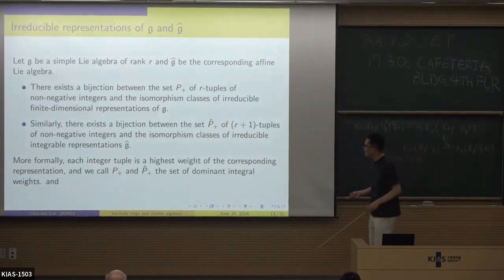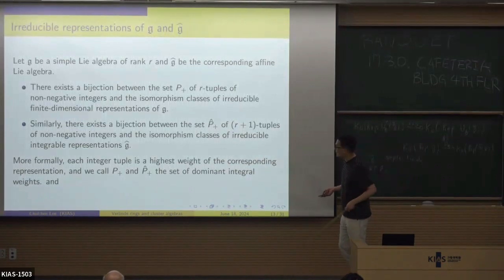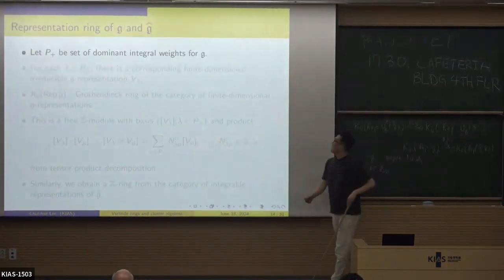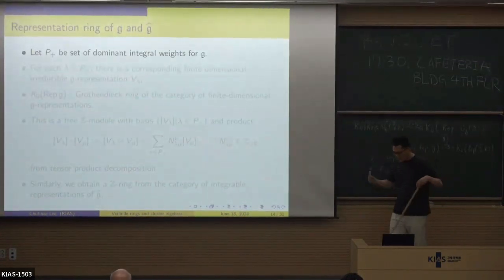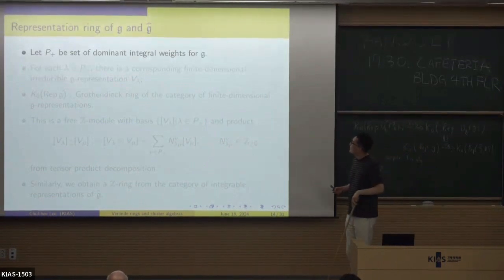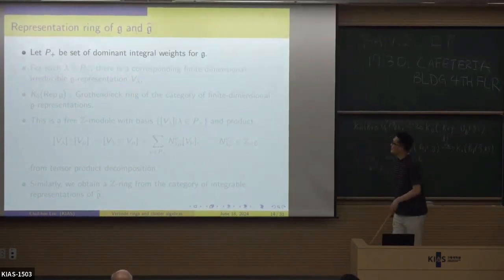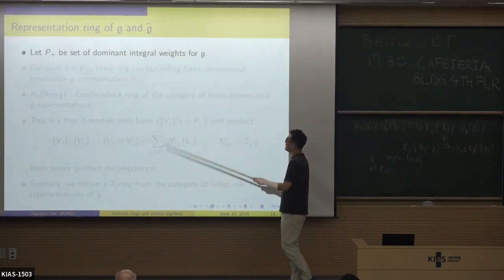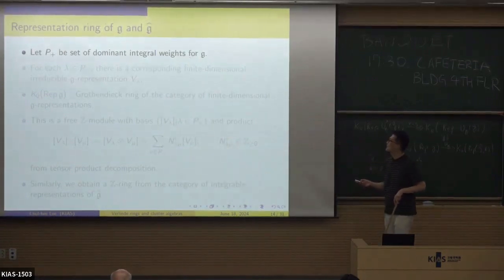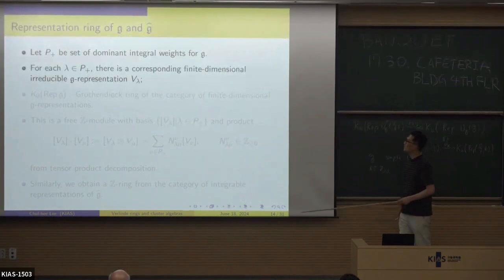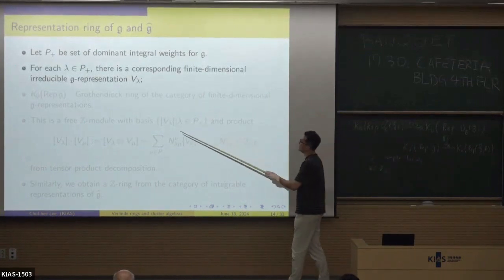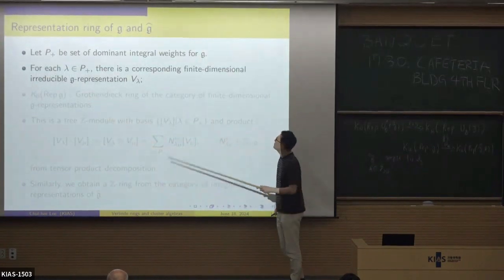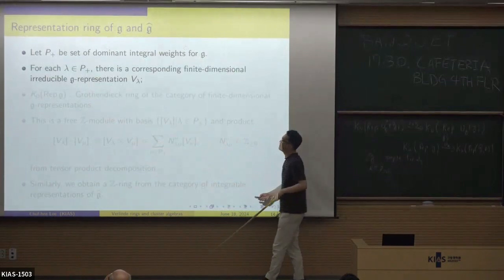Okay, we saw how irreducible representations are classified. So let P plus, as before, be the set of dominant integral weights. For each lambda in P plus, you can just think of this as an r-tuple of non-negative integers, or its highest weight, there's a corresponding finite-dimensional irreducible representation V lambda.